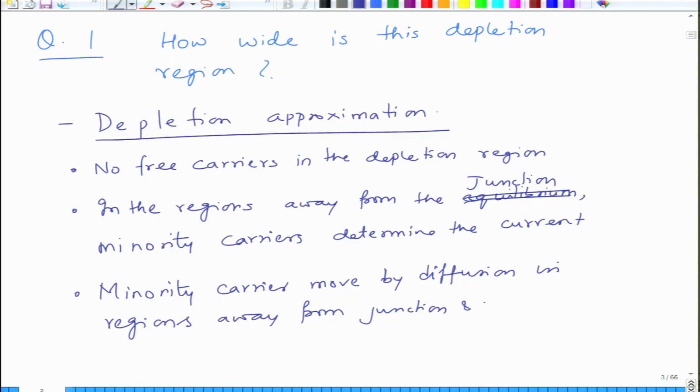so a junction and depletion region. Here also it should be depletion region.